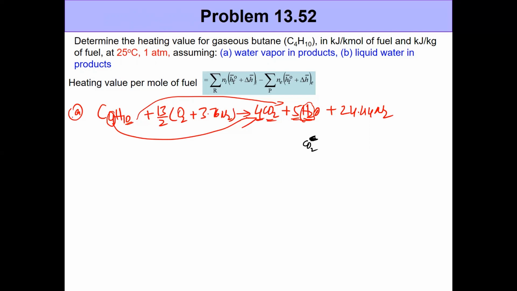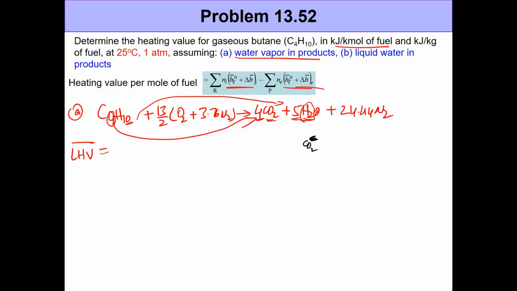Okay. So once you have done this and you have obtained the balanced chemical equation, now the question is about calculating the heating value. For the first case, we are calculating the lower heating value. We are assuming that the water vapor is in products, right? So first of all, we'll determine the quantity in terms of kilojoule per kilomole, because the enthalpy of formation and everything is given on a kilojoule per kilomole basis. Okay. So what is the lower heating value? We said it's enthalpy of reactants minus enthalpy of products.